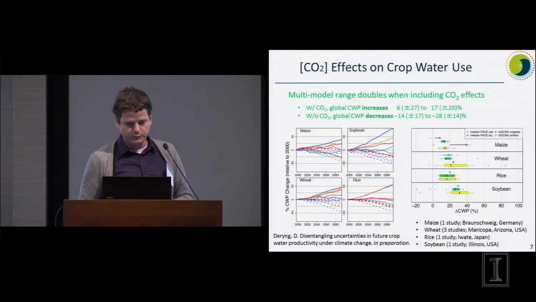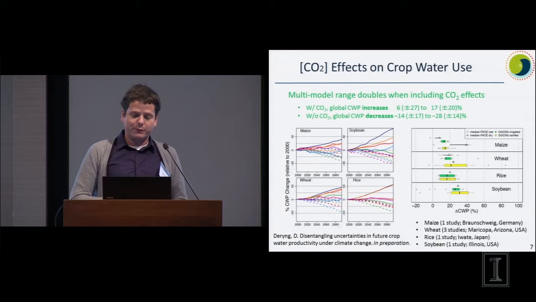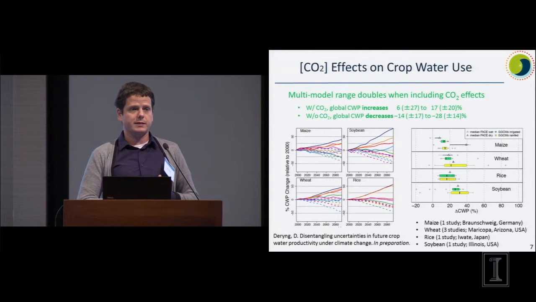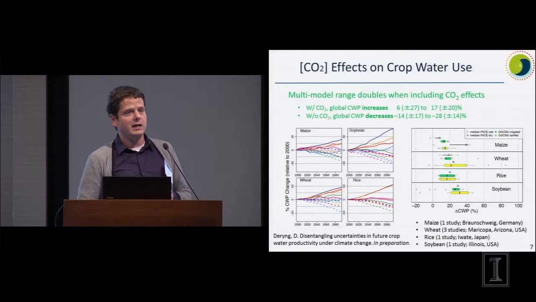Finally, just wrapping this up, another paper that's in review from the same project is trying to look at the interactions between CO2 and crop water productivity. So as I said, the fundamental uncertainties that we discovered in this project was a disagreement between models that do consider nutrient stress and nitrogen stress specifically, and models that do not.